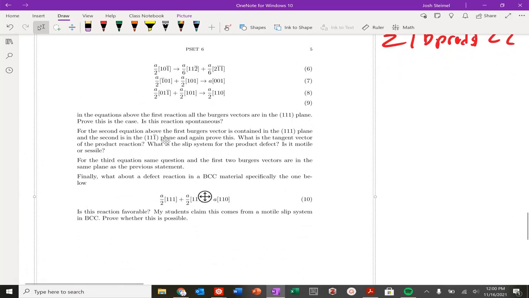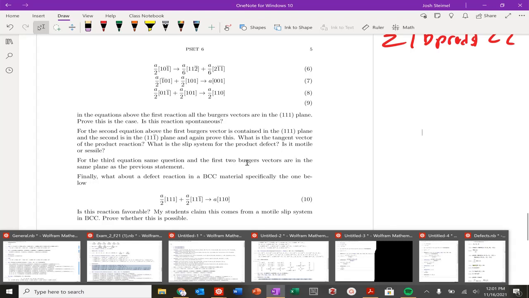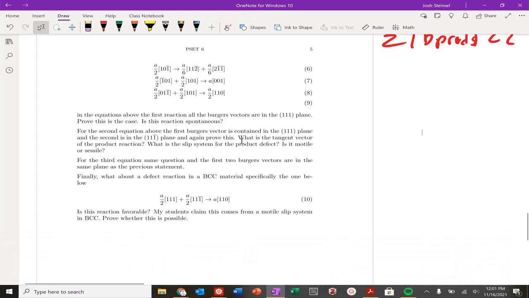The second is in the 1, 1, minus 1 plane. How can we prove this? One way is to look at these Burgers vectors. Again, when we're looking at these reactions, we're always looking at edge defects. For example, these are my Burgers vectors. I know I have an equation for my tangent vector, which must be in these planes, but we could go ahead and prove this a little bit.